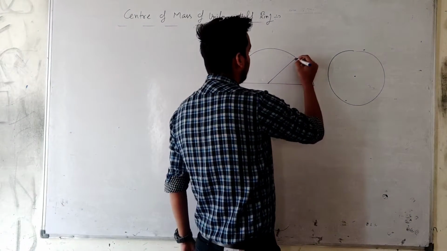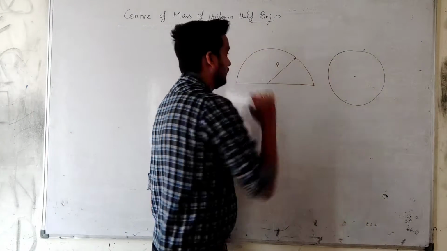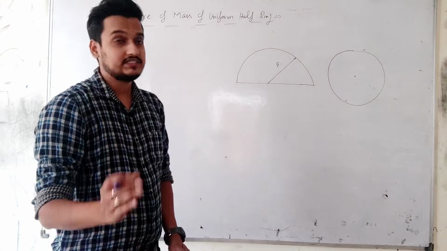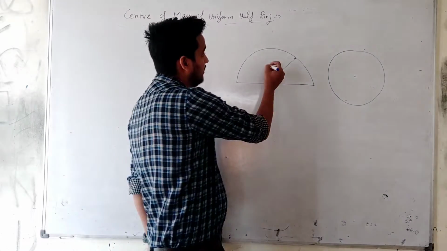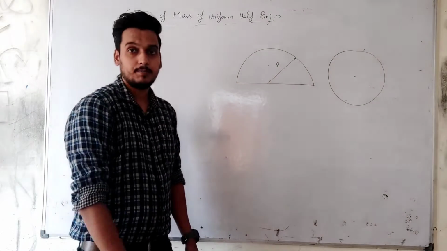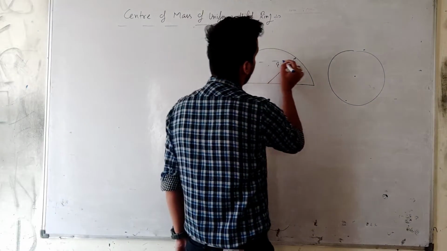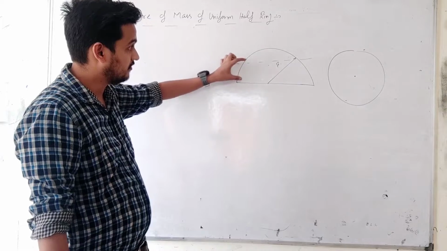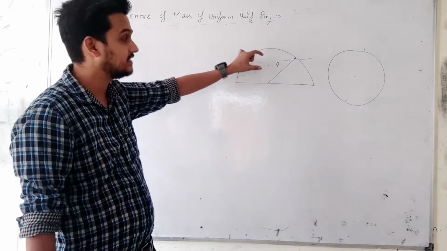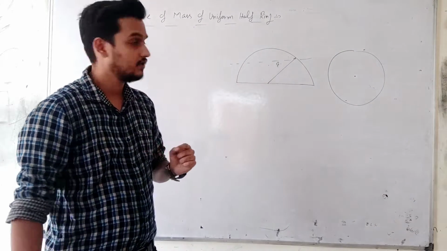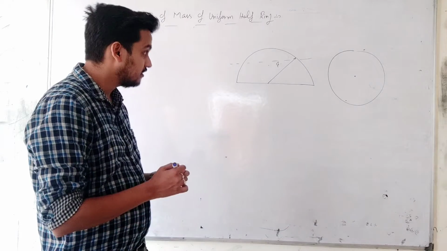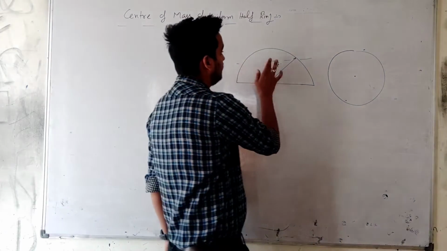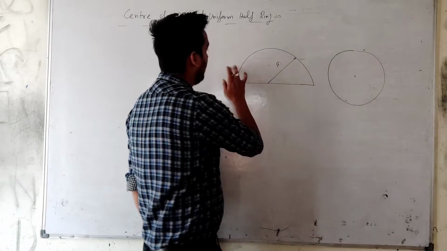the mass of the ring is not uniformly distributed. Suppose the radius of the ring is r, then the center of mass will not lie at the center of this ring, because the portion of mass below the center of the ring is more as compared to the upper half. So now we will calculate the center of mass of a semicircular ring or half ring.